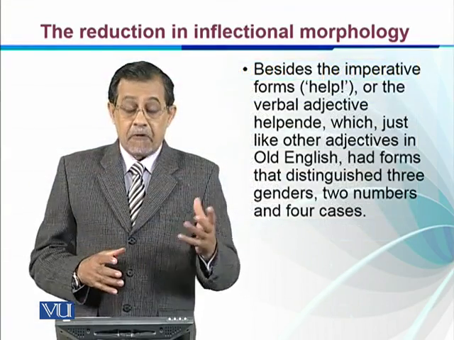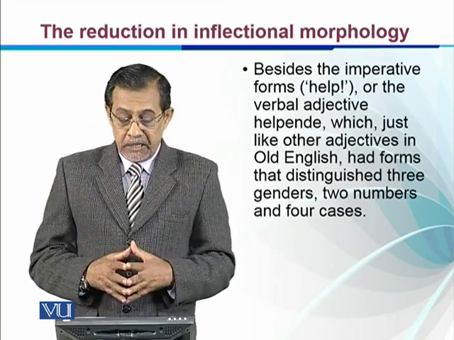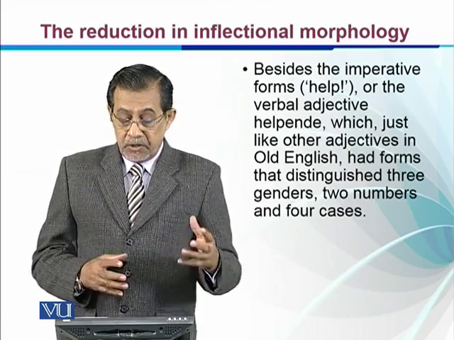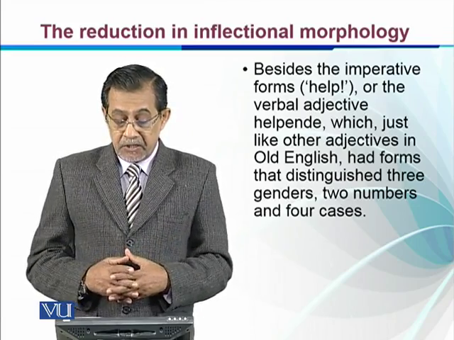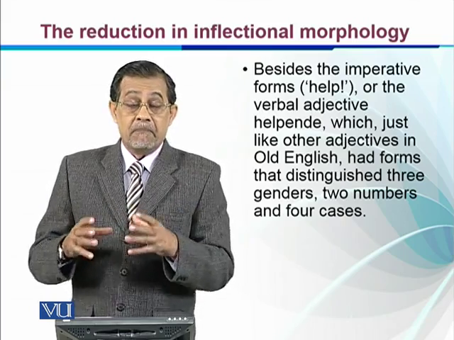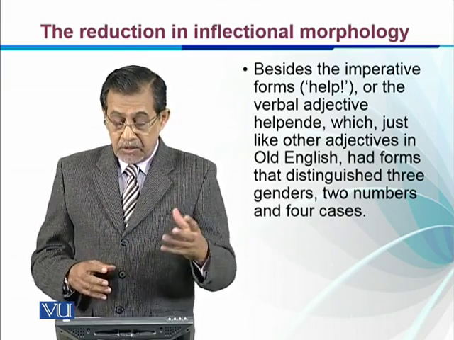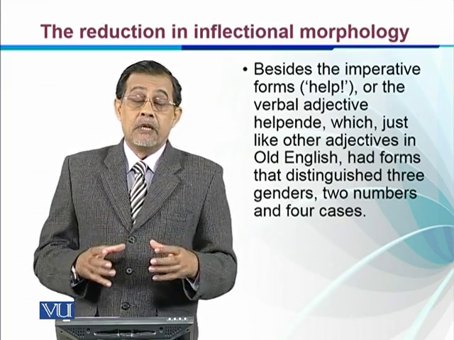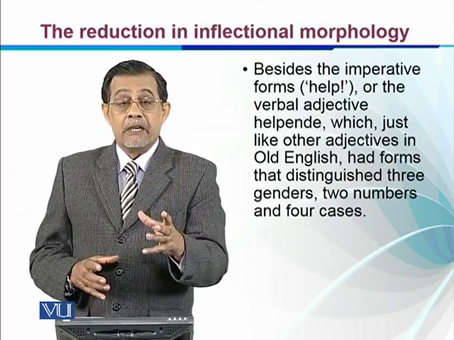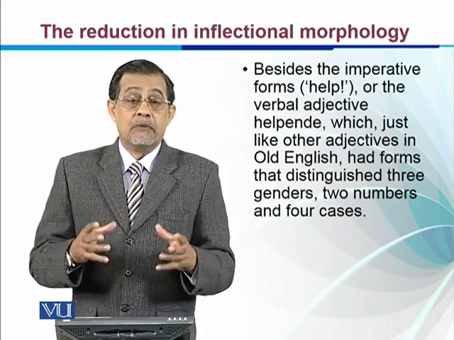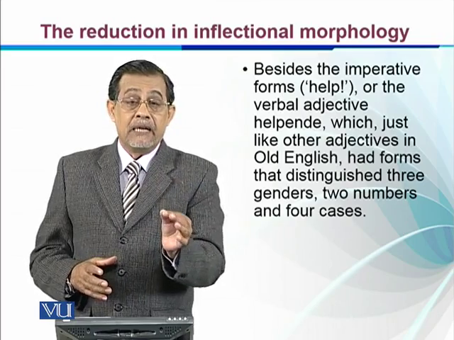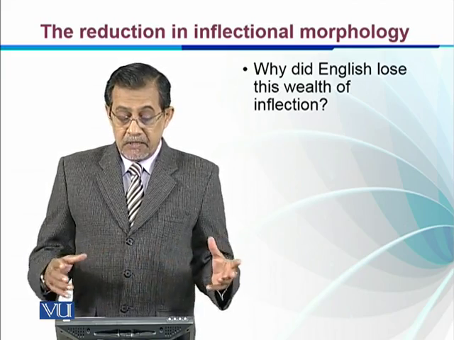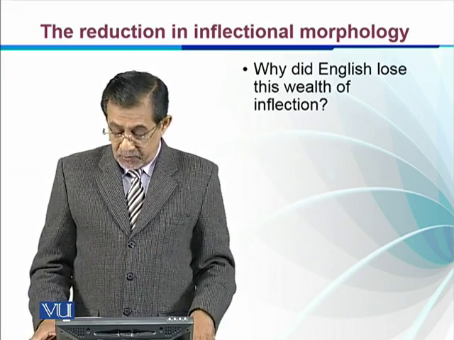Besides the imperative forms, in the past in Old English, the verbal adjective helpants, just like other adjectives in Old English, had forms that distinguish three genders, masculine, feminine and neutral gender, two numbers and four cases. So you can look at the rich inflections of English language, which is reduced to a very minimum in present day English. Why did English lose this wealth of inflection? This is one of the questions.